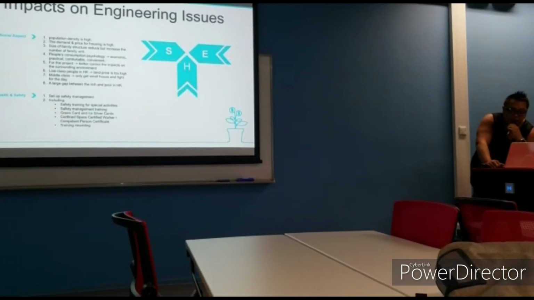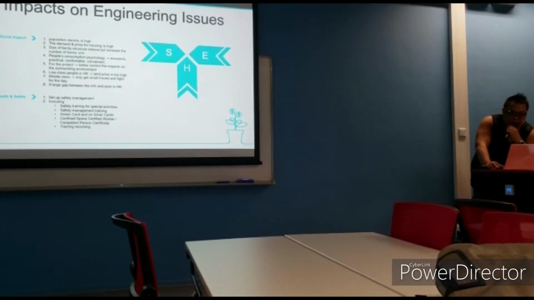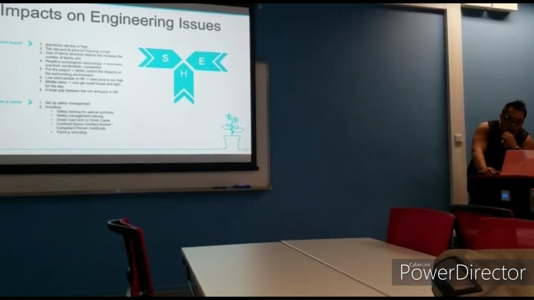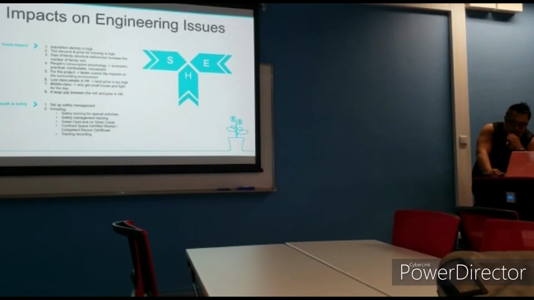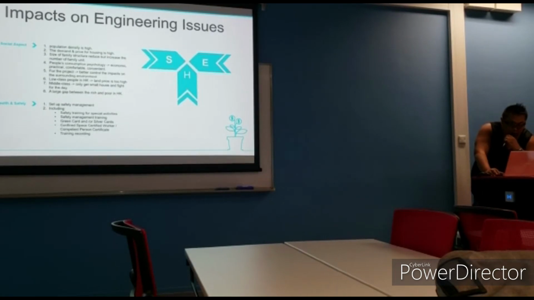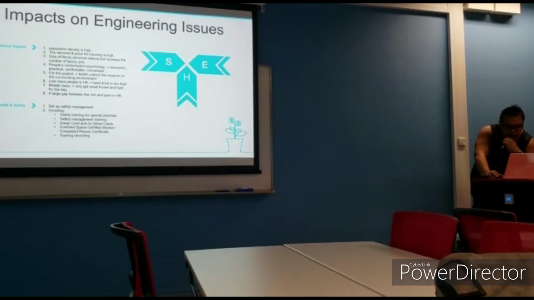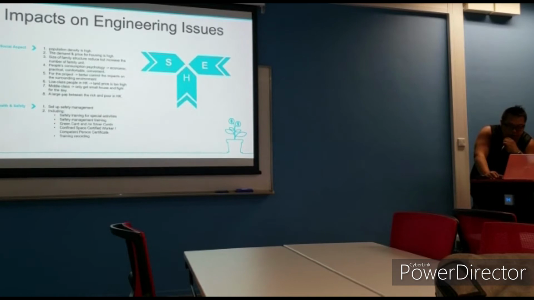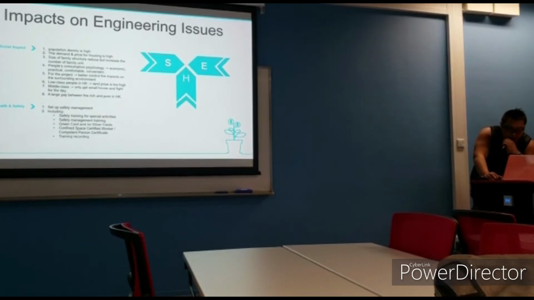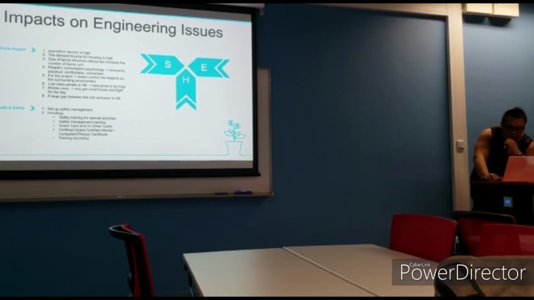Now we will talk about the impact on the engineering issue. For the social aspect, we found that in Hong Kong, the population density is high, and the demand and the price for housing is high. And also, the size of the family reduces, which makes the number of family units increase. For people's consumption psychology, they want their house to be more economic, practical, comfortable, and convenient.